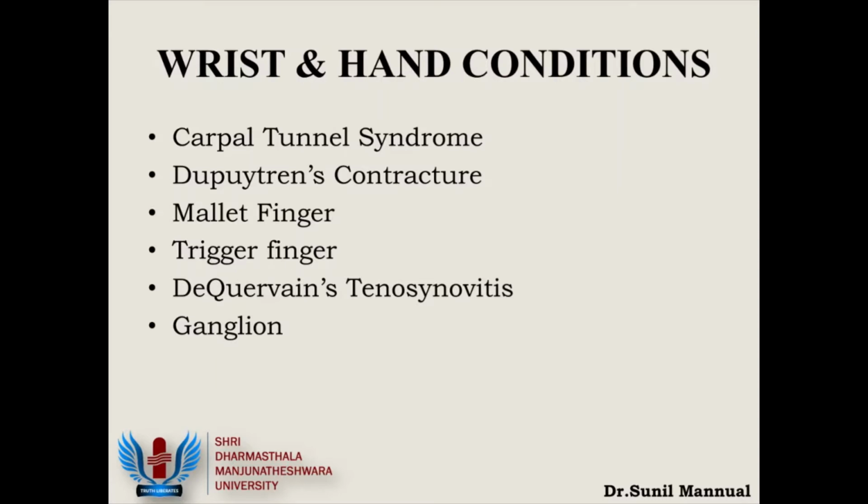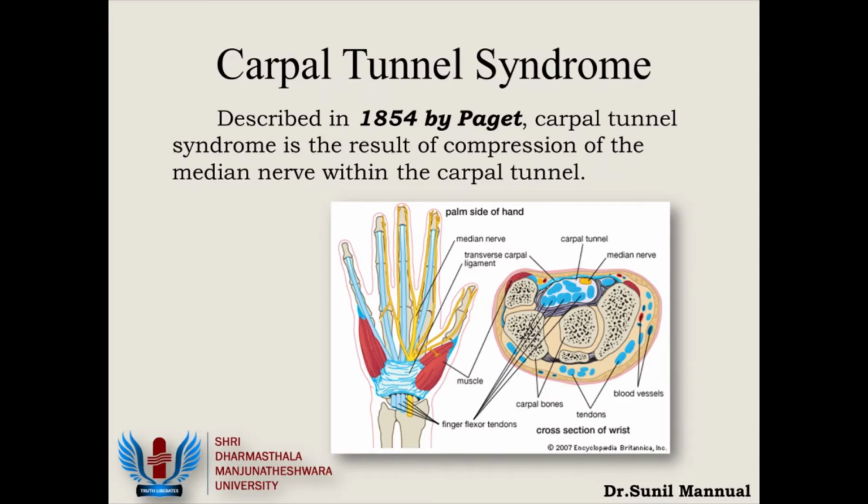Moving on to slide number 3. So this is about carpal tunnel syndrome. This condition was first described by James Paget, and it's a result of compression of the median nerve within the carpal tunnel. So we've all heard of the carpal tunnel, the tunnel in the volar aspect of the wrist. What we see here is that the carpal tunnel is a fibro-osseous canal.